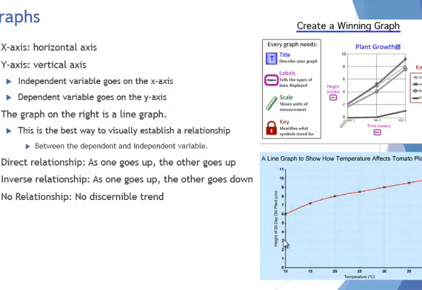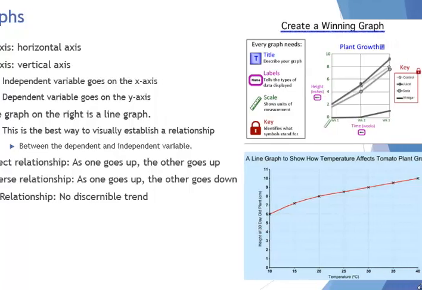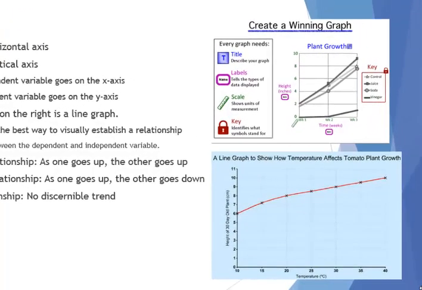On the y-axis, you put the dependent variable. In other words, what is it that you are trying to discern the effect on? In this case, this is a line graph to show how temperatures affect the tomato plant growth, so the tomato plant growth is the dependent variable. You might not be able to read it, but this says height of 30-day old plants in centimeters. So this is on the y-axis. You've got the dependent variable on the y-axis.